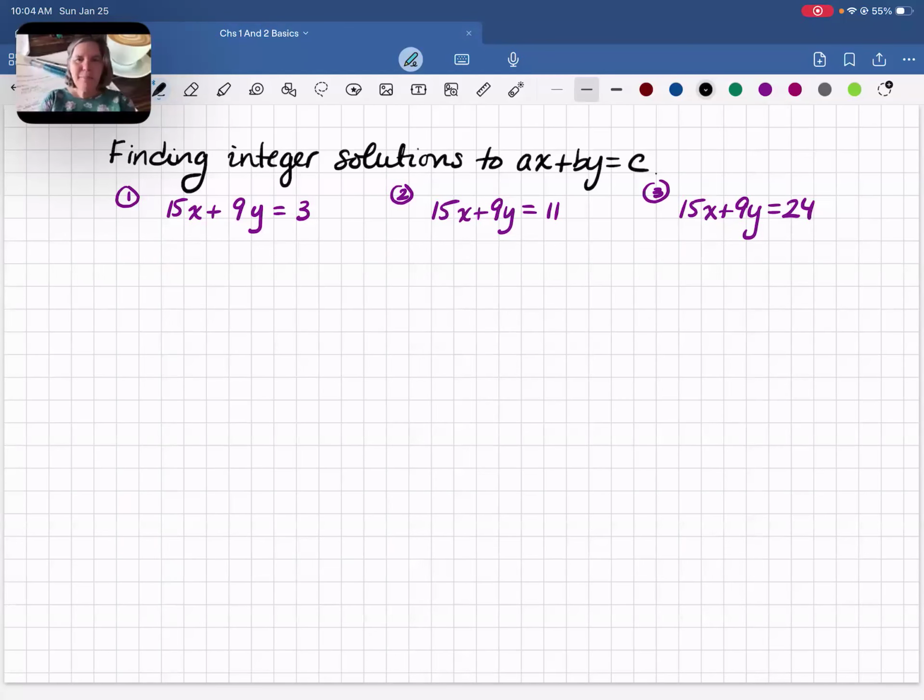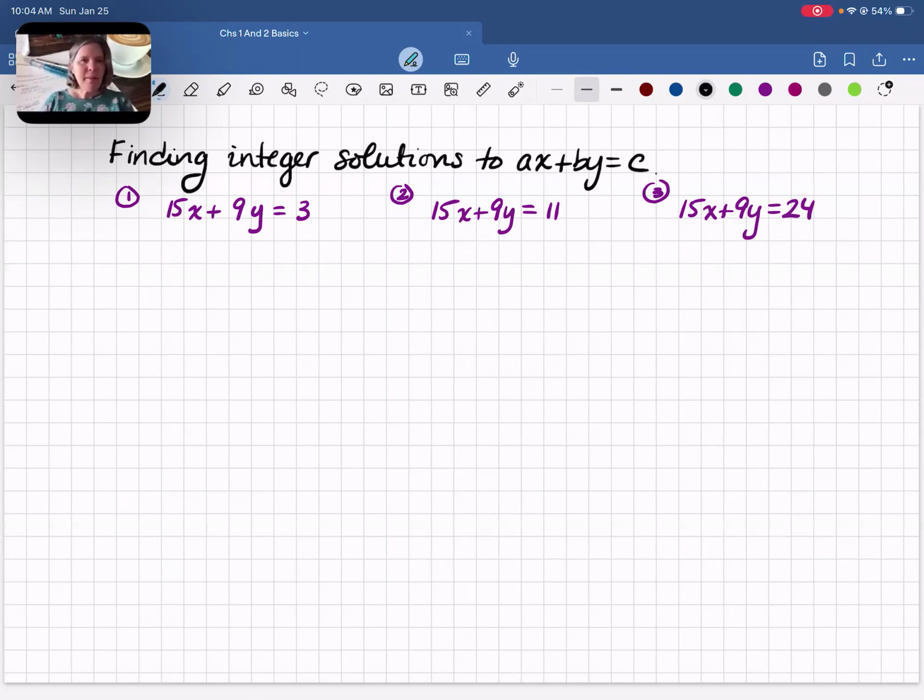Hi, this is Barrett Givens from Cal Poly Pomona, and in this video, I'm going to talk about how to find one pair of integer solutions, x and y, to an equation of the form ax plus by equals c. And I'm going to do that in this case by working through these three examples and then just talking about what the general case would look like.